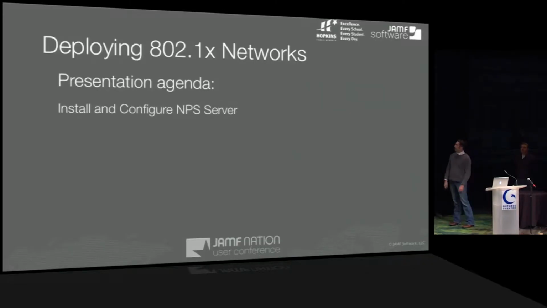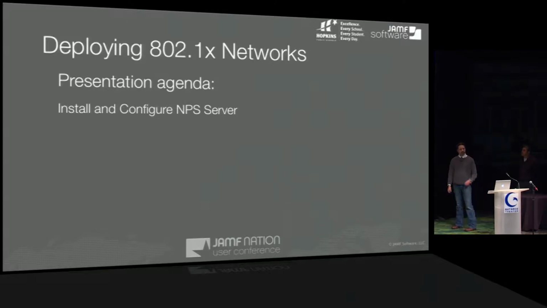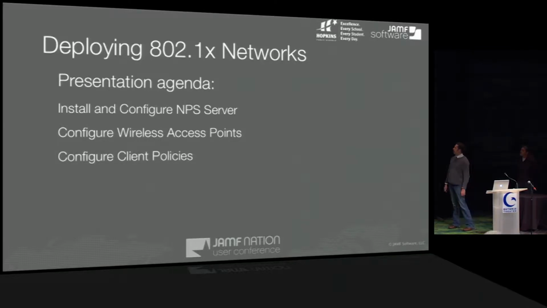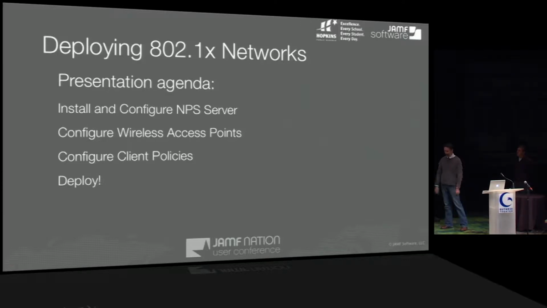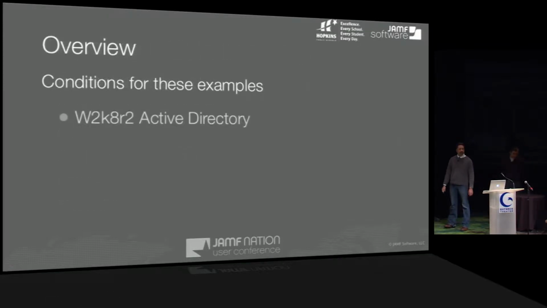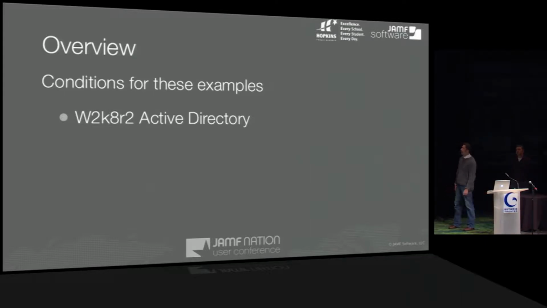So we'll talk a little bit about installing and configuring what's called a network policy server with Windows Server. We'll look at configuring wireless access points, setting up a client policy within network policy server, and also a policy to deploy it with the Casper Suite, and then we will let it loose on the network. And at the end, we'll take questions and have discussion. If you guys are using 8021X and have comments or want to share anything, that's great.